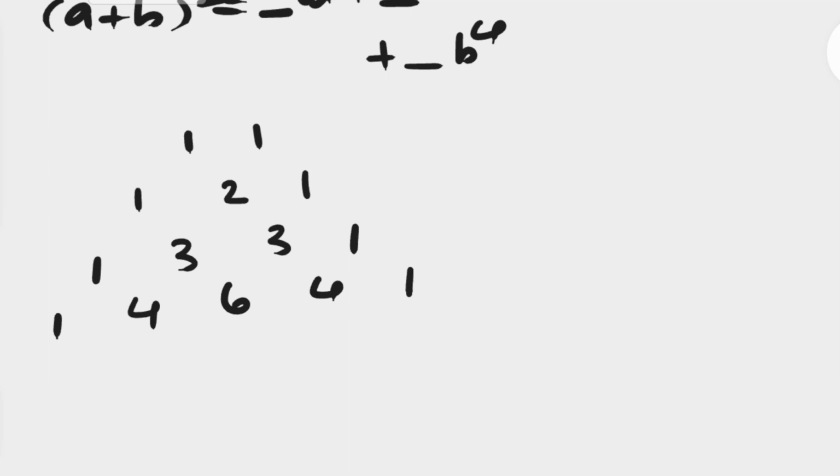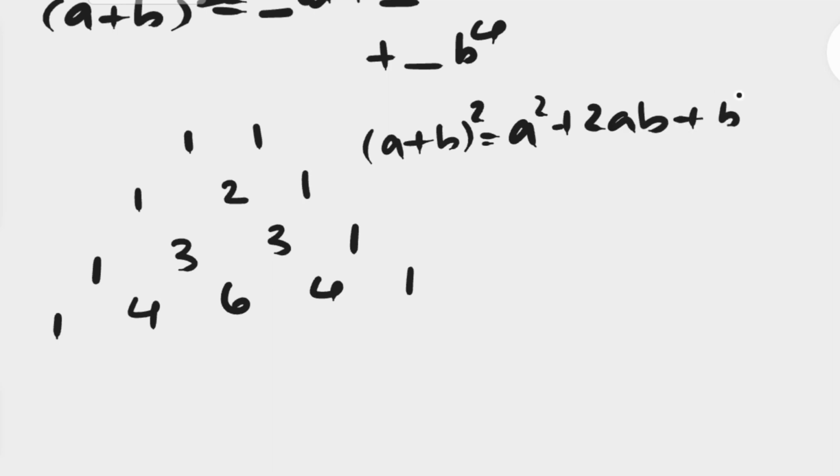Now we know (a+b) the whole square is a square plus 2ab plus b square. Can you see any pattern following here? In this row, the second row, second exponent, watch the coefficients. Here it is 1, here it is 1. The second coefficient is 2, and the one here is also the coefficient 1.